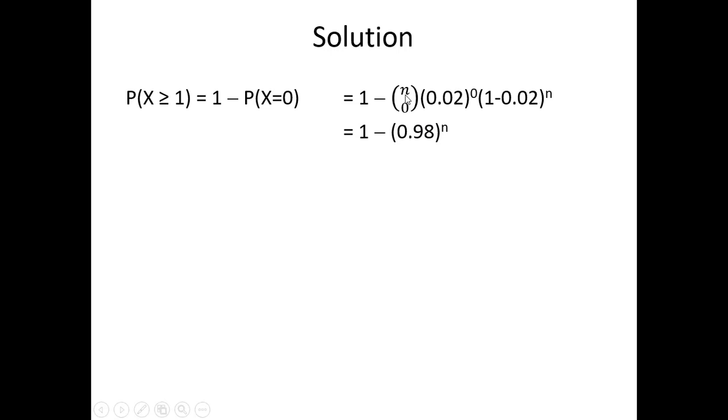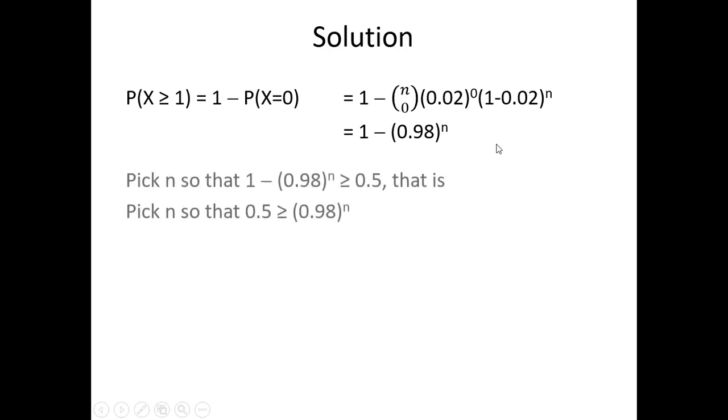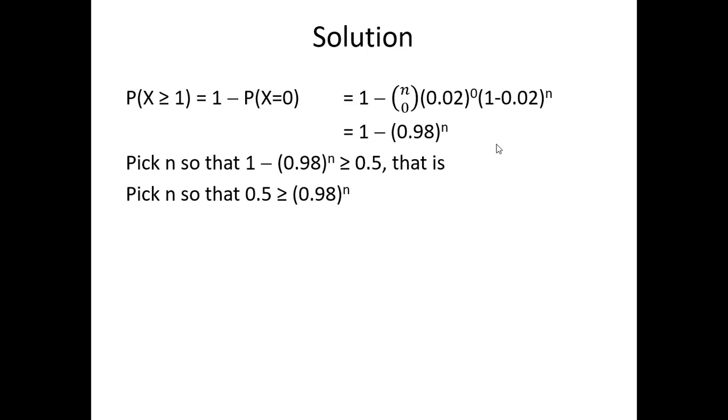Simplifying a little bit, n choose 0 is just 1, so we could omit that. 0.02 to the 0 will also just be 1. Inside the parentheses, I have 1 minus 0.02, so that gives me 0.98 to the power of n. Now we want to pick n so that this expression for the probability, 1 minus 0.98 to the n, is at least 0.5.